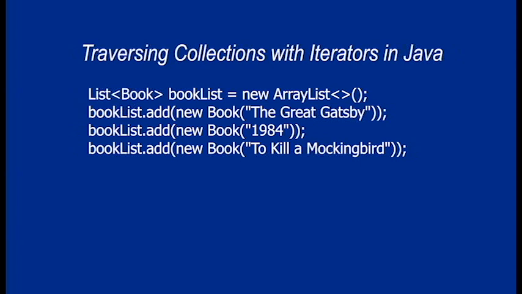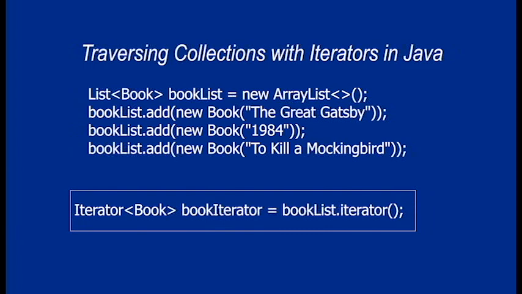Creating an iterator. Now, to iterate through this collection, we need to create an instance of an iterator. We do this by calling the iterator method on our list. Iterator<Book> bookIterator = bookList.iterator(). This gives us an iterator instance that we can use to traverse the book list. The iterator starts before the first element in the collection.